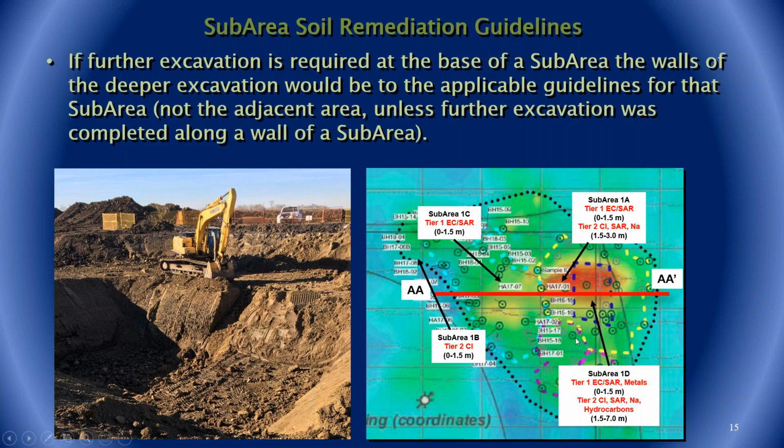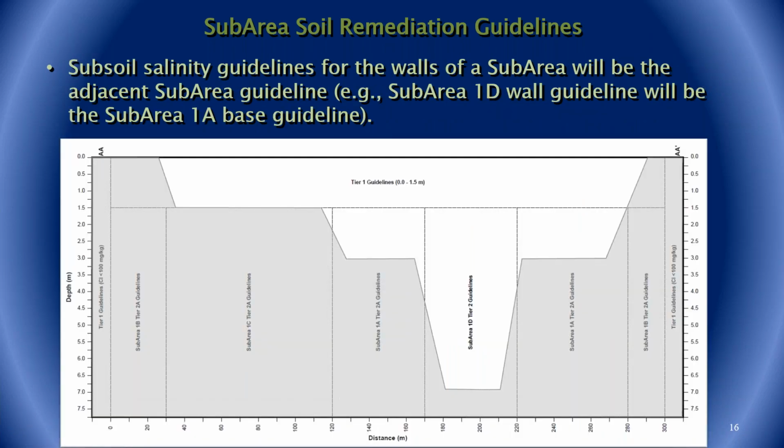In the figure to the right, it shows an east-west transect going across this excavation. That'll put some further context on the subarea guidelines specifically for wall samples, which can oftentimes get confusing in the field. So subsoil salinity guidelines for the walls of a subarea will be the adjacent or surrounding subarea guidelines. So for example, for subarea 1D that was completed to 7 meters, the walls of that excavation area would be the subarea 1A Tier 2 guidelines.